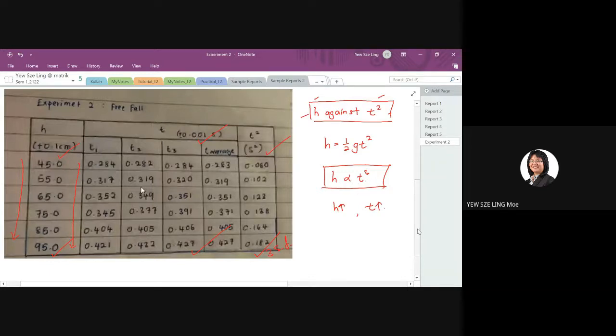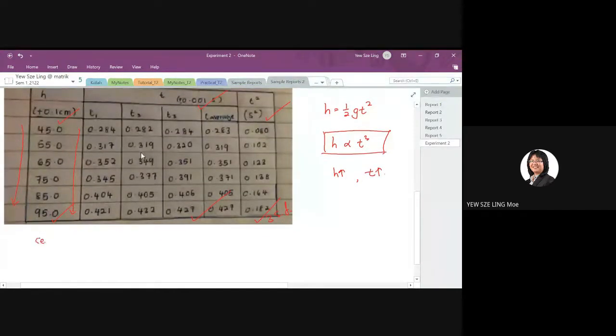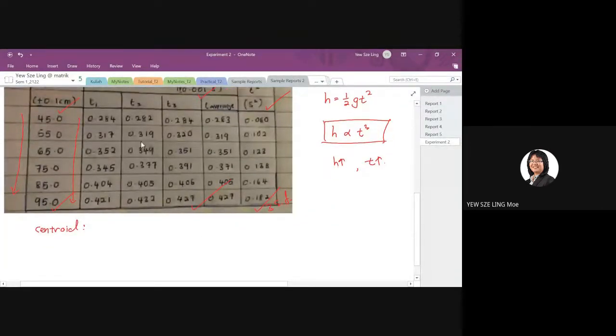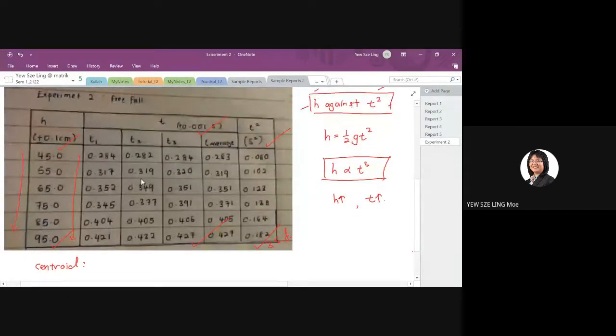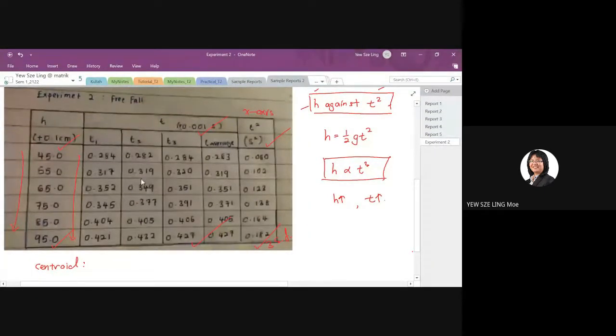All right, now, what should we do once we have this table? Again, the experiment tells us to plot the graph of h against t squared. The first thing that you need to do after the table is to calculate a point called the centroid. So how to calculate the centroid? If it is h against t squared, then t squared is our x-axis, and h is our y-axis.